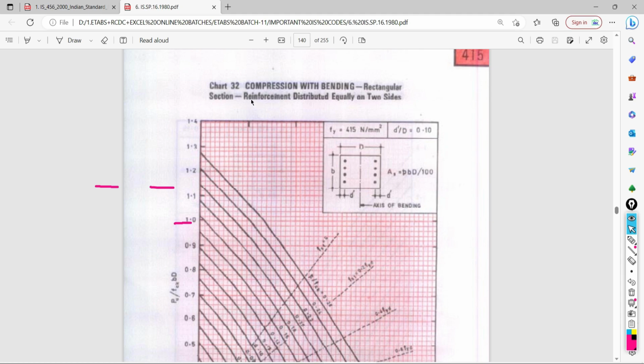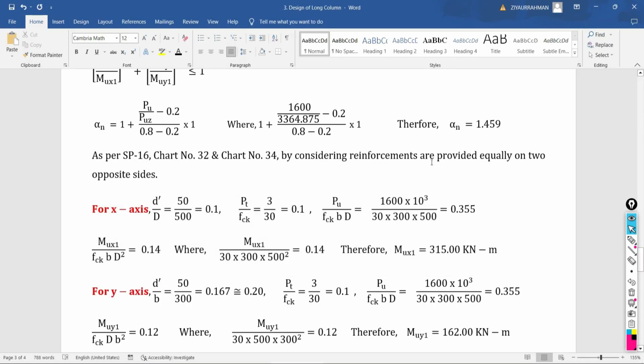One more thing, here we have decided that we will provide the reinforcement on two sides only. Some other charts are also given where the reinforcement is considered on four sides of the column. So this decision you have to take. Either you would like to provide the reinforcement on two sides, or on all four sides of the column. So here I am going to decide that I will provide the reinforcement in my column on two sides equally, on two opposite sides.